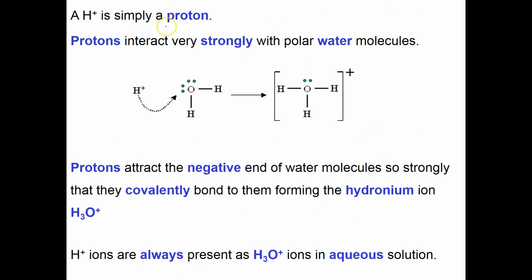Now, a hydrogen ion is simply a proton, because a hydrogen atom is just one proton and one electron. And it turns out that protons, when they're dissolved in water, interact very strongly with water molecules. In fact, so strongly that they form a covalent bond to the water molecules and create what's known as the hydronium ion. In fact, it turns out that we never actually see isolated hydrogen ions in aqueous solution. They are always present as hydronium ions.